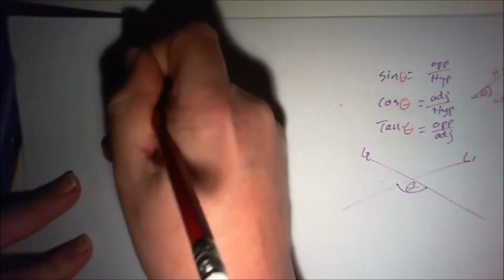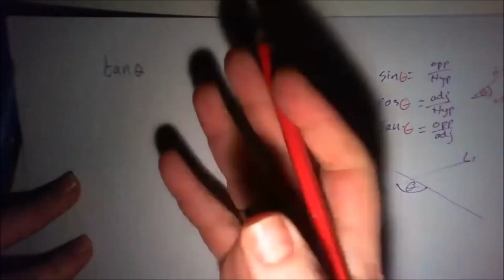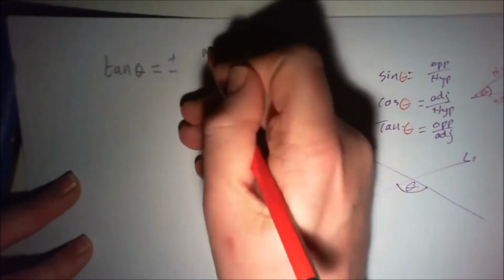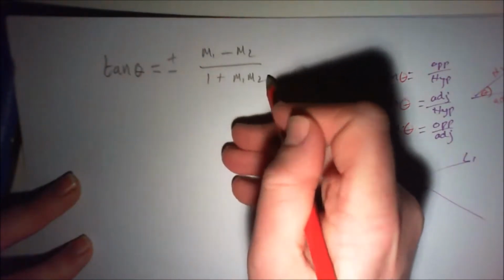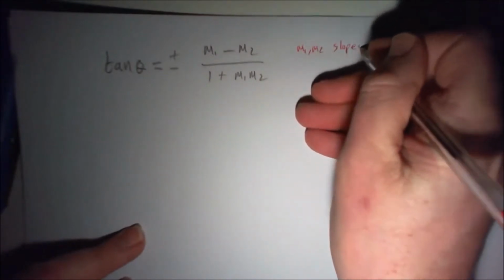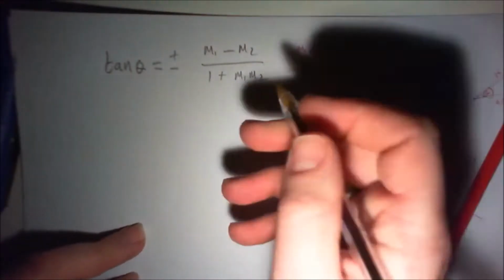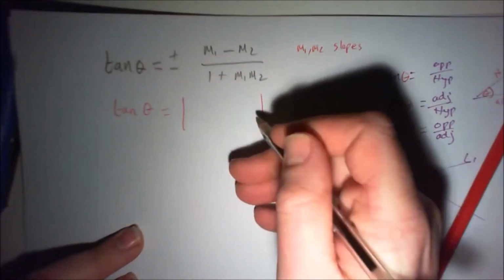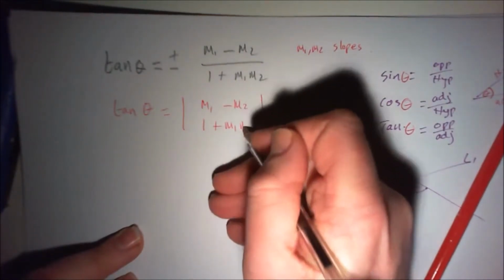So here's the formula that we're going to be using. The tan of the angle that we're looking for between two lines is always going to be equal to plus or minus m1 minus m2 over 1 plus m1 by m2, where m1 and m2 are the slopes. So that's the generic formula for it. In reality, we tend to use tan of theta is equal to the absolute value of m1 minus m2 on 1 plus m1 times m2.